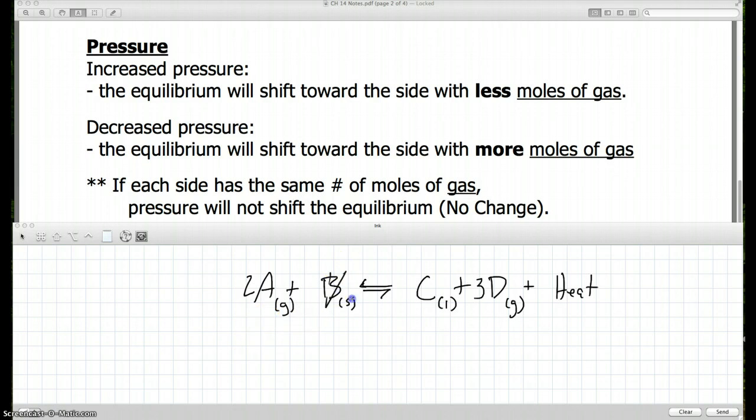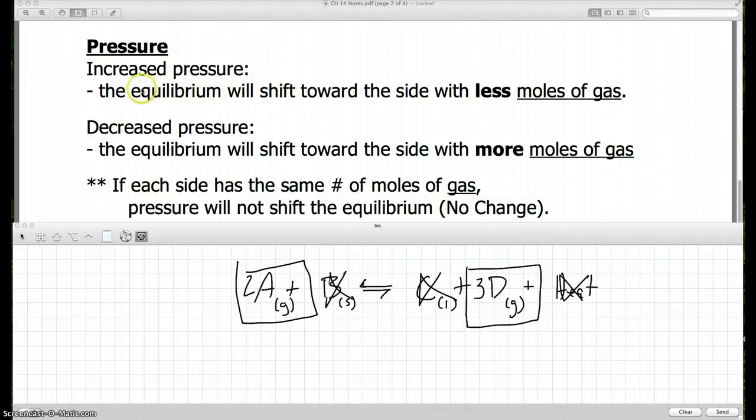I don't care about solids. I don't care about liquids. I don't care about the heat. The only thing I'm looking at are the gases. And what I do is I just remember one of these rules. I remember that if I increase pressure, it'll shift toward the side of less moles of gas. I just remember one of them and then remember the other one's opposite. So increase pressure, less moles of gas.